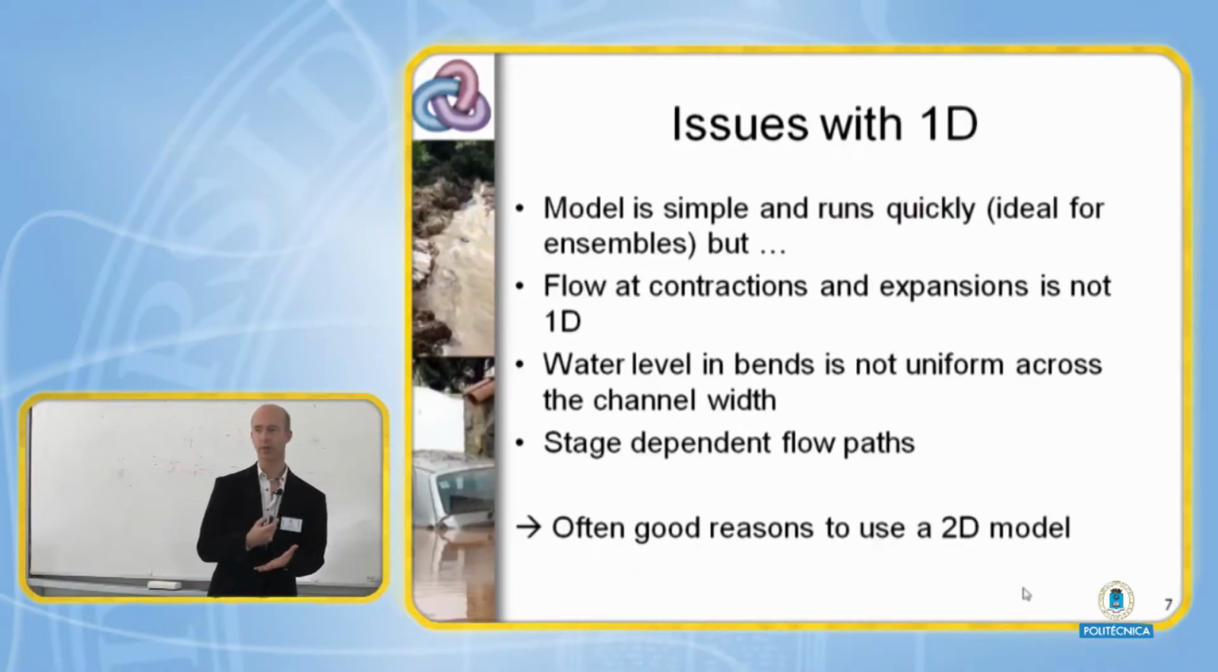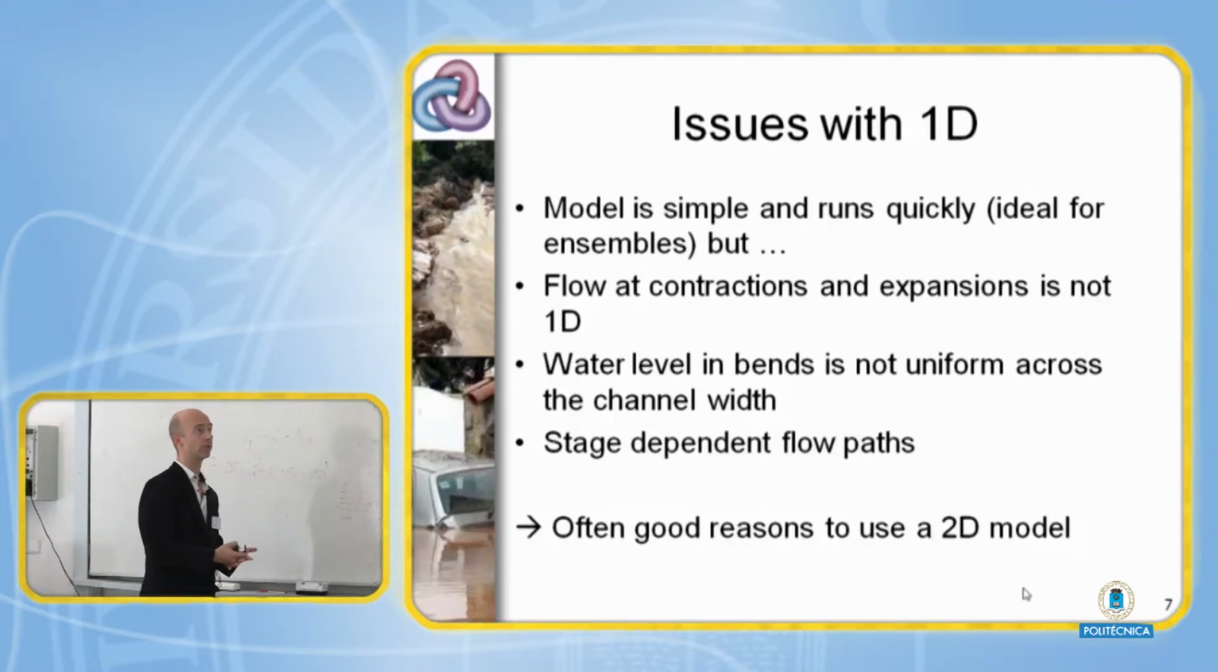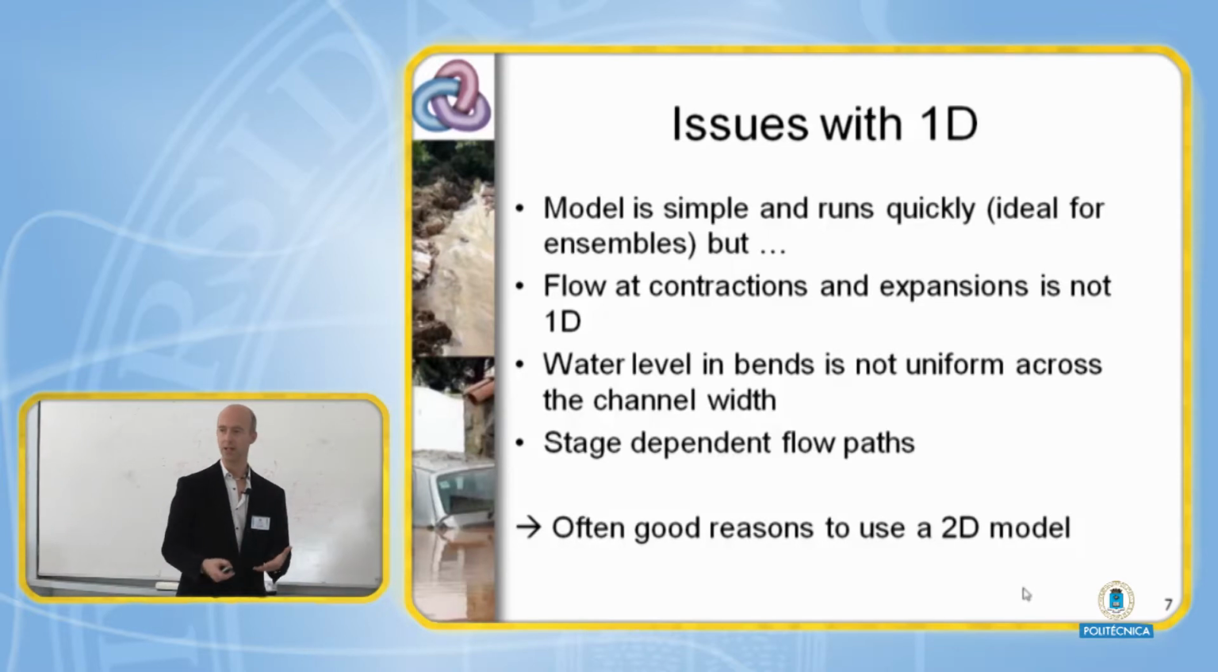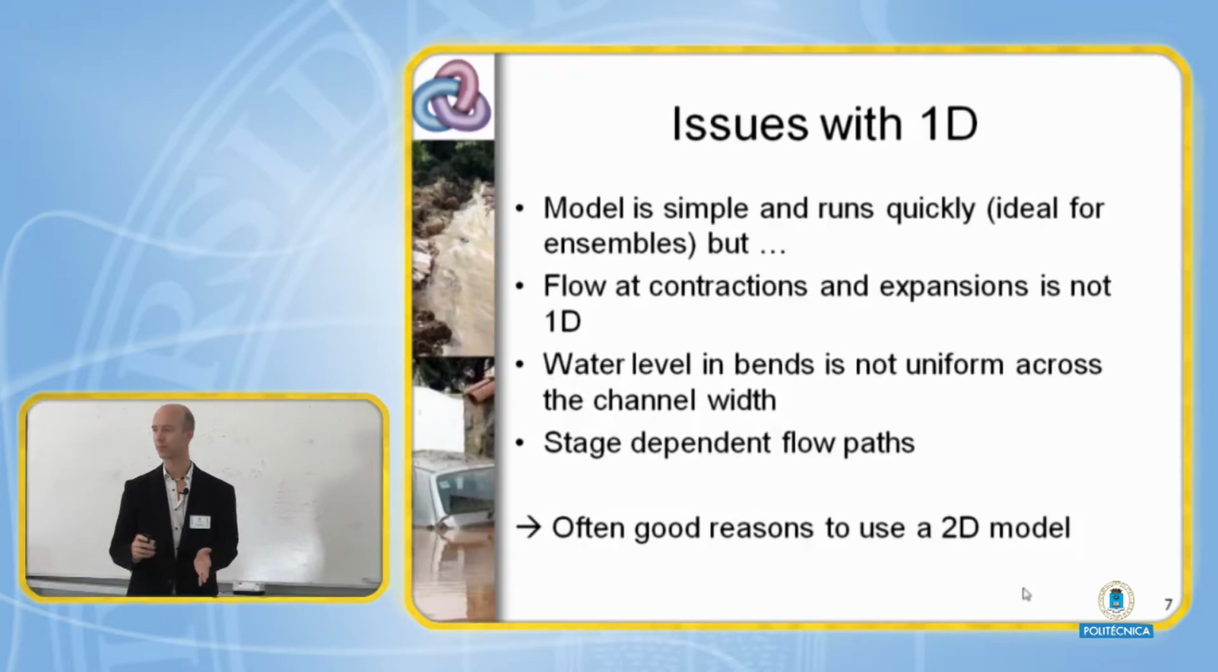So what are the issues with 1D models? The model is quite simple and runs quite quickly, so it's ideal for ensembles and operational predictions. If you have very little time to run the model and you want to include uncertainty as well, then 1D models are by far the best way to go forward.